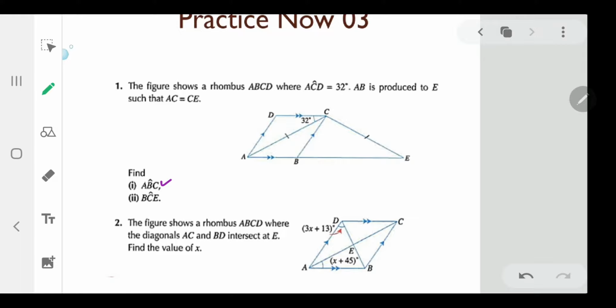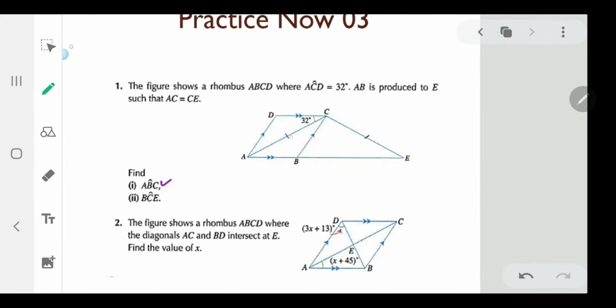Now, here in this diagram, we are given that A, B, C, D is a rhombus. And we know that there is a special property of rhombus, which means that all sides are equal and two pairs of parallel lines and opposite angles are equal. So we will use the similar concept to find out the value of A, B, C.